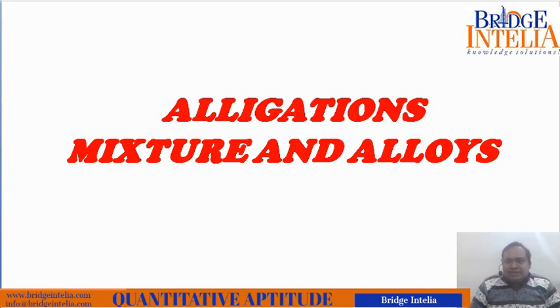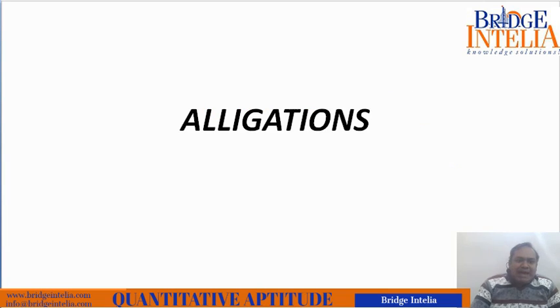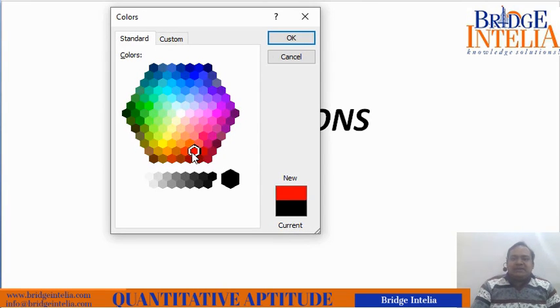Dear students, let's understand the concept of alligation, and then we will see how this concept is applied in the case of mixtures and alloys. By alligation we mean mixing two or more mixtures. Mixtures already are made up of more than one component, so the concept of alligation applies when you are mixing mixtures.